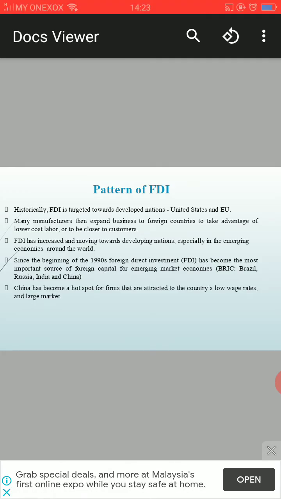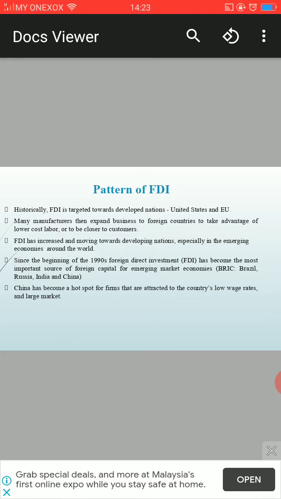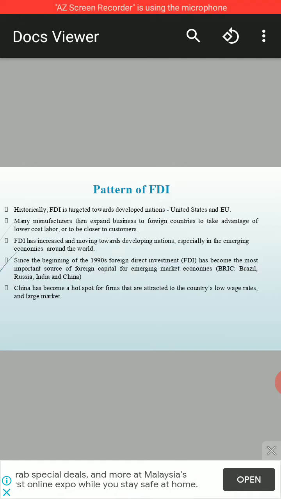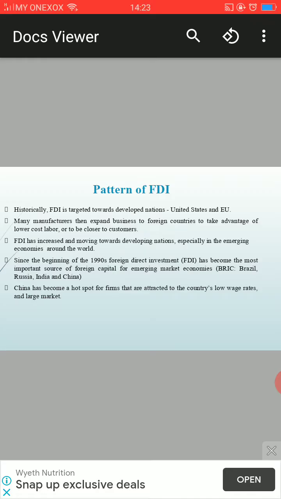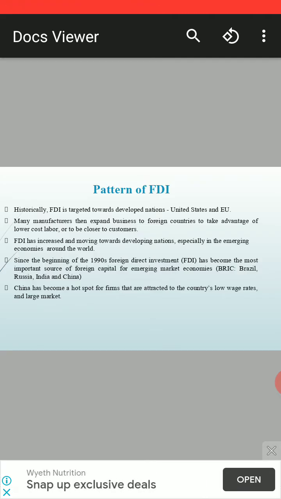So China has become a hotspot for firms that are attracted to the country because of the low wages and the large market. Many MNCs operate their business in China and open their factories because of the cheap labor cost. China offers skilled laborers, and the China government is also moving toward an open policy to attract more investors. They offer tax breaks and subsidies. And China, with a big population, has very high purchasing power.